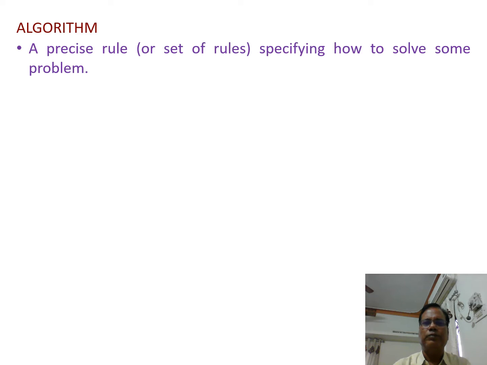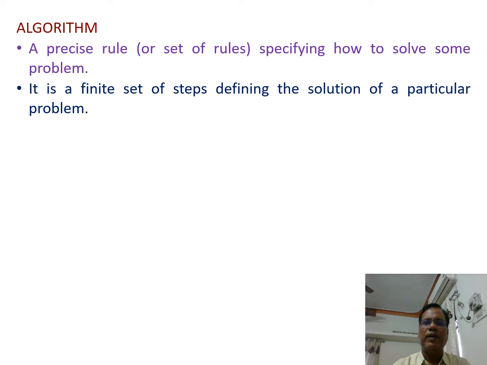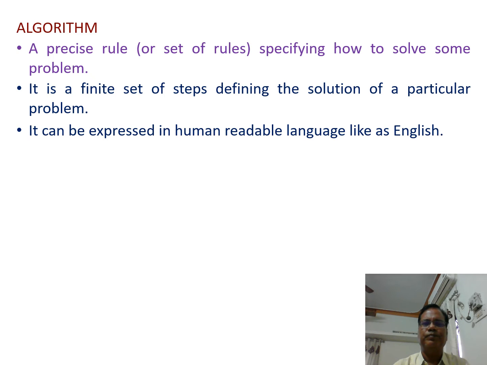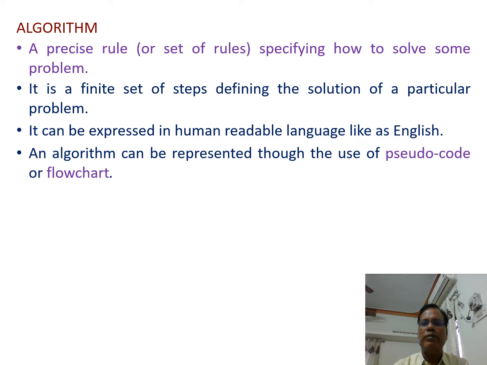What is an algorithm? A precise rule or set of rules specifying how to solve some problem. So this is a simple definition of an algorithm. It is a finite set of steps defining the solution of a particular problem. It can be expressed in human readable language like English. An algorithm can be represented through the use of pseudocode or flowchart. So these are the two ways we can represent the algorithm, either using the pseudocode or using the flowchart.